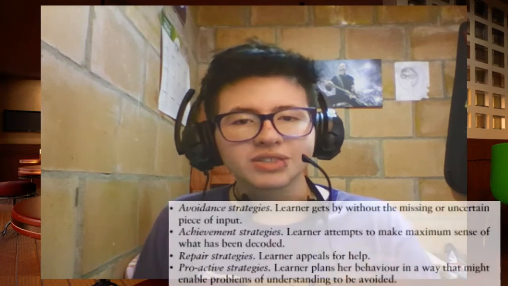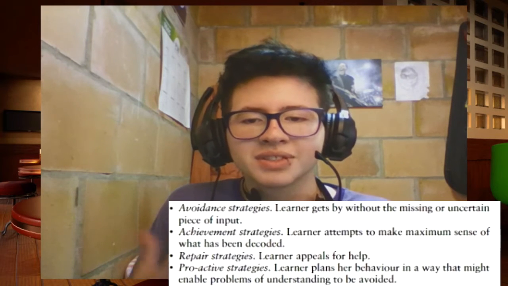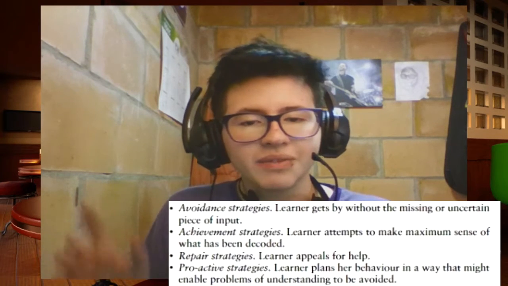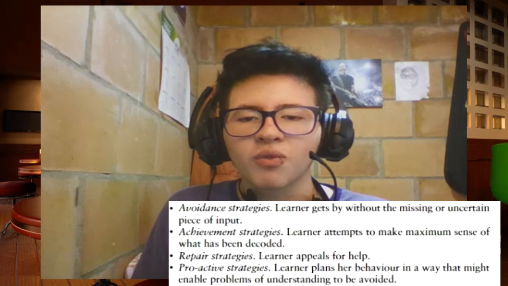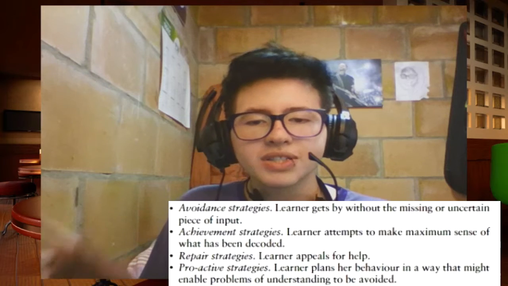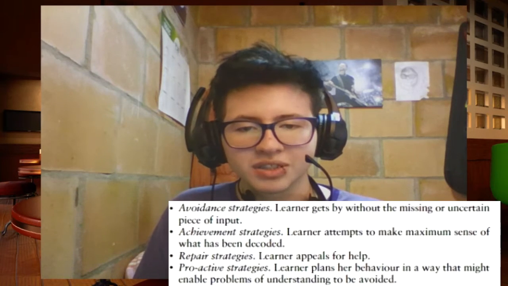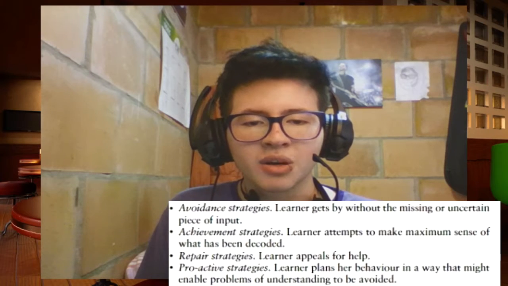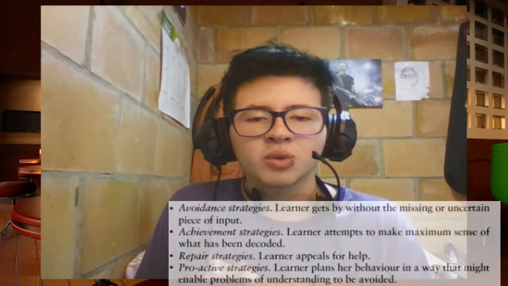To summarize, we have now identified four types of strategy. Avoidance strategies: the learner gets by without the missing or uncertain piece of input. Achievement strategies: the learner attempts to make maximum sense of what has been decoded. Repair strategies: the learner appeals for help. And proactive strategies: the learner plans her behavior in a way that might enable problems of understanding to be avoided.